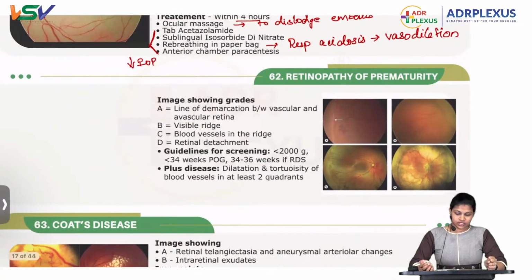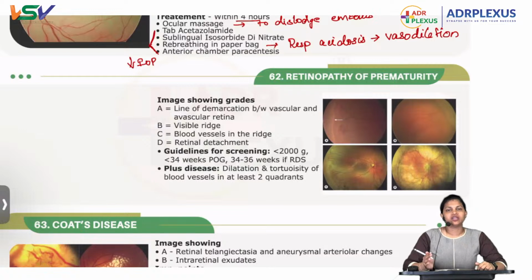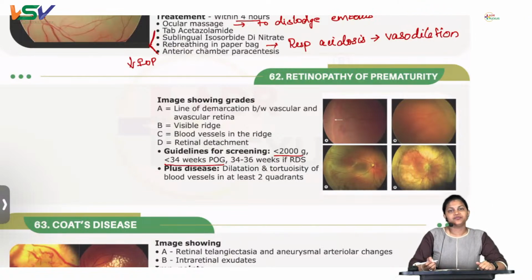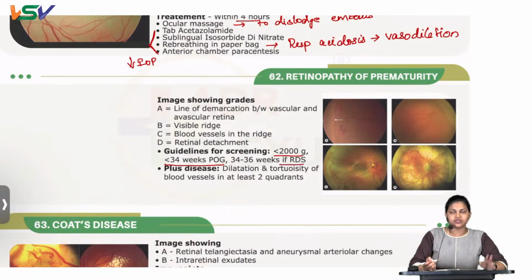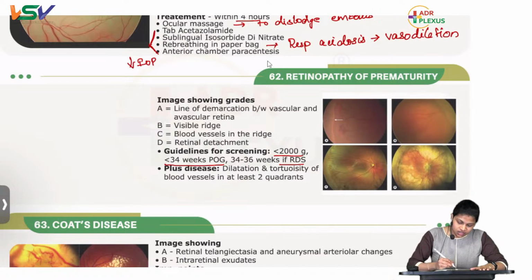Now, another important topic is retinopathy of prematurity. It is done in newborns. So, where do you screen? Whenever a newborn is less than 2 kgs, 2000 grams, less than 34 weeks of period of gestation, and if 34 to 36 weeks of gestation, if they have respiratory distress syndrome associated abnormalities. Okay, so less than 2000 grams, less than 34 weeks of period of gestation, 34 to 36 weeks if associated with respiratory distress syndrome. Now there are stages for this.